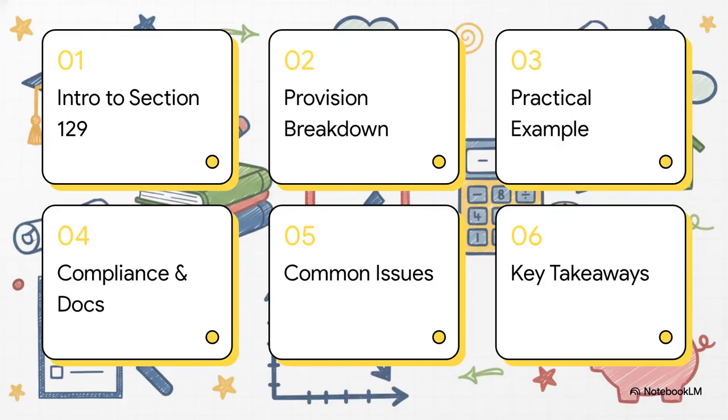Here is our roadmap for today. Number 1, Introduction to Section 129. 2, Detailed Provision Breakdown. 3, Practical Taxation Example. 4, Compliance and Documentation. 5, Common Practical Issues. And finally, 6, Summary and Key Takeaways.